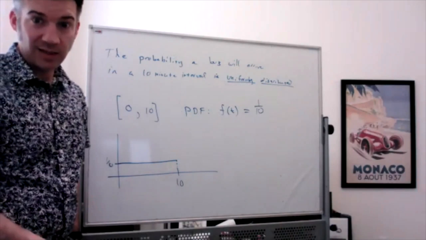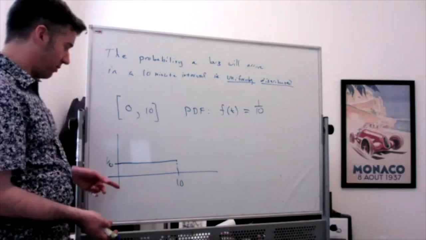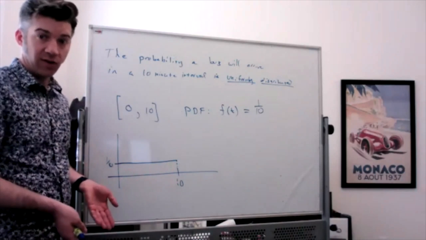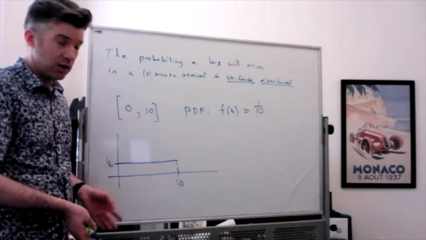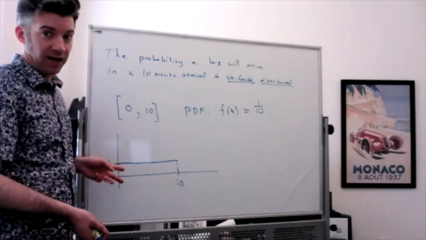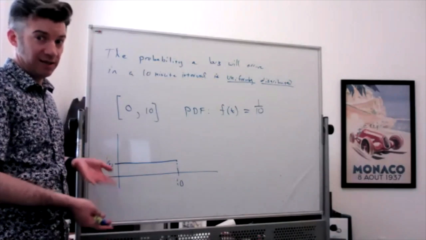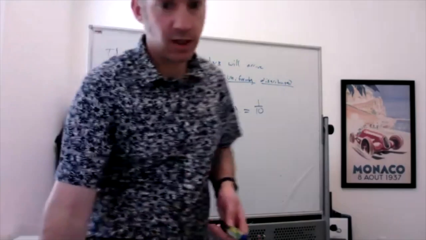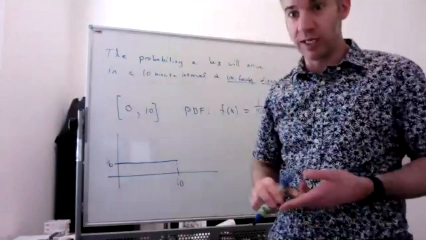Which makes sense because we know that over your entire interval, the area under the curve has to be 1. And so if the base has a length of 10, the height has to be 1 over 10, so that when you multiply the base times the height, you get 10 times 1 over 10, which is equal to 1.